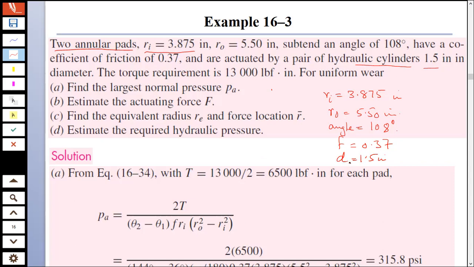I'll write the DC, ठीक है जी, which is the diameter of the cylinder. The torque requirement is 13,000 pound force inch. So the amount of torque that we would need is 13,000 pound force inch. ठीक है जी.